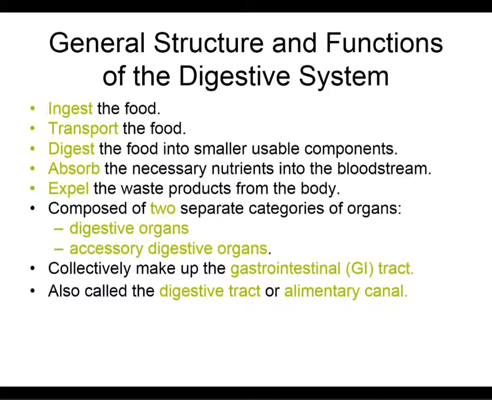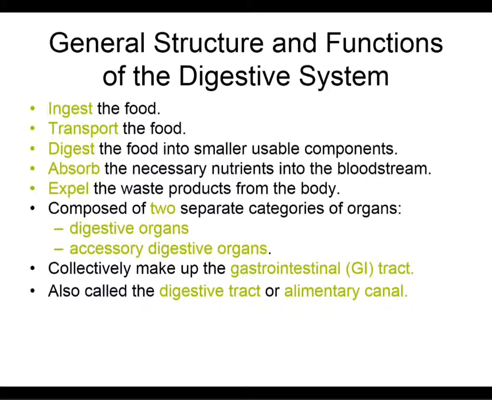There are two separate sets of organs that are involved with this system. Some are referred to as the actual digestive organs. And as you'll see, food literally travels through the center of these organs. And then there will be accessory digestive organs. These are organs that are contributing to the process in some meaningful way. Collectively, this is the GI tract, the gastrointestinal tract, the digestive system, and you'll also hear it referred to in part as the alimentary canal.